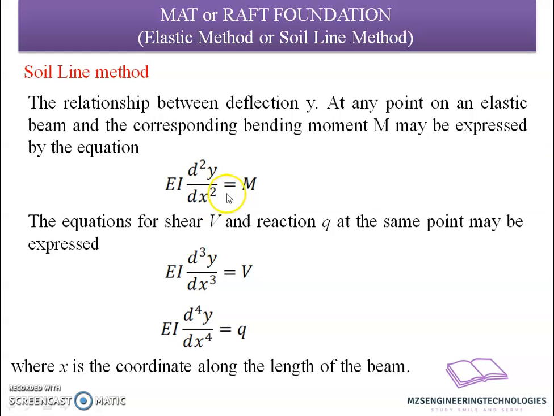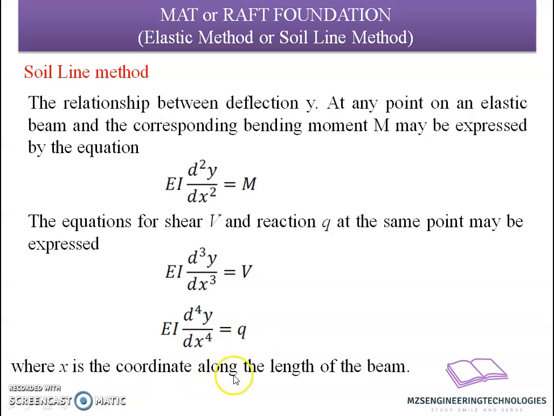We learn from the generalized Hooke's law from this. The equation for shear and the reaction at the same point may be expressed as follows. If I take the third order derivative of this one, I can get EI d cube y by dx cube, which equals V. If I go for the fourth order differential equation, I will get the relation EI d raised to 4 y divided by dx raised to 4, which equals q.